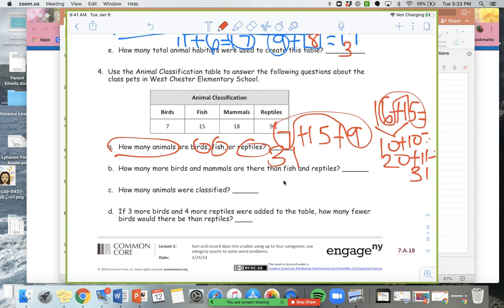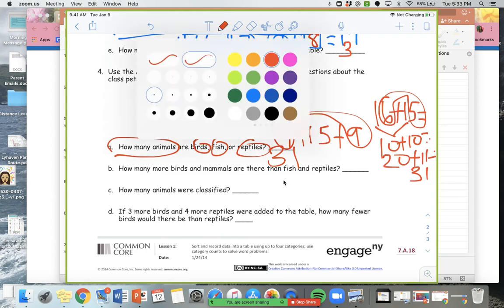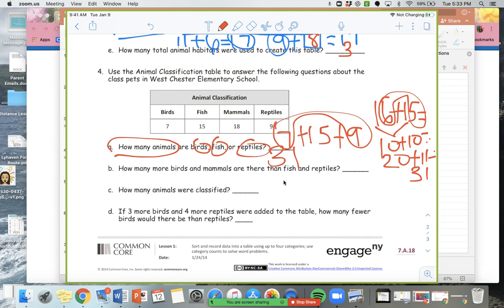How many more birds and mammals are there than fish and reptiles? Okay, so first, this is a tricky one. I need to do how many more. I'm going to use a tape diagram to help, or strip diagram. So birds and mammals is on top, and then fish and reptiles is on bottom. So birds and mammals is 7 plus 18, which equals 25. So 25 is on top.